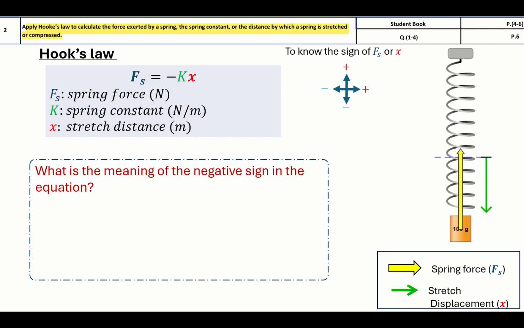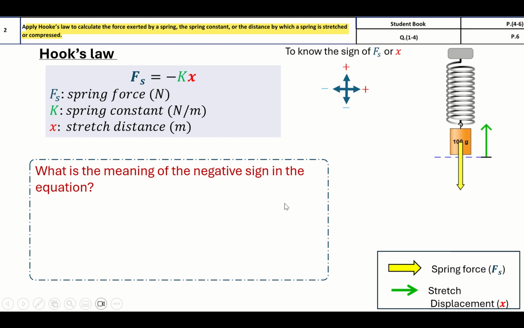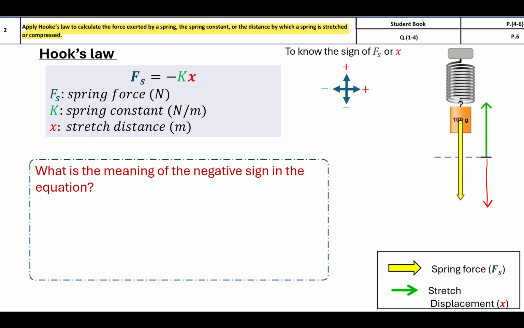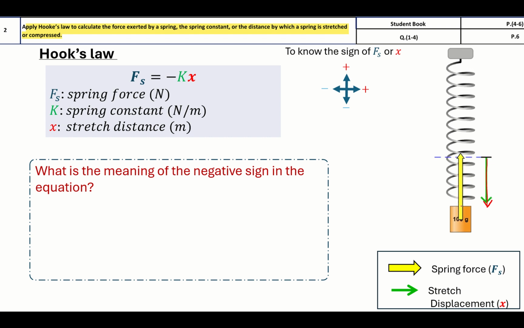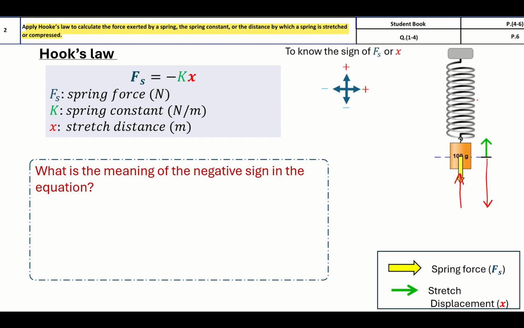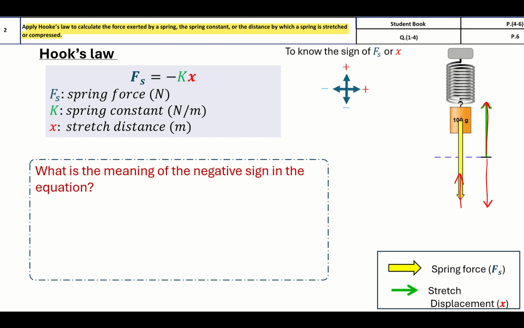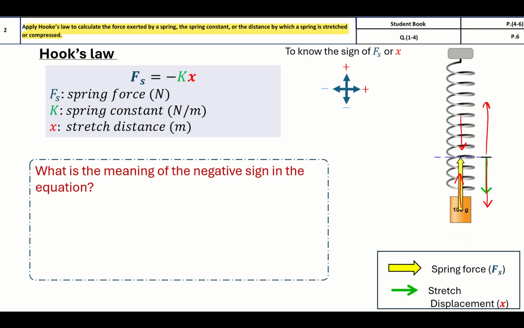Now, what does the negative sign mean in Hooke's law? The negative sign means that the stretch displacement and the force are always in opposite directions. So you can see when the stretch is down, the spring force, also called the restoring force, is upwards. But when the stretch is up, you can see that the spring force is directed downwards. So because Fs and X are always in opposite directions, we have a negative sign.